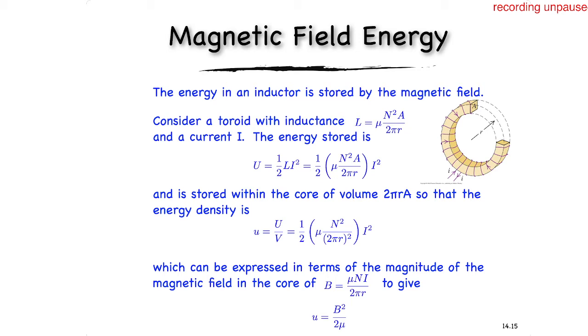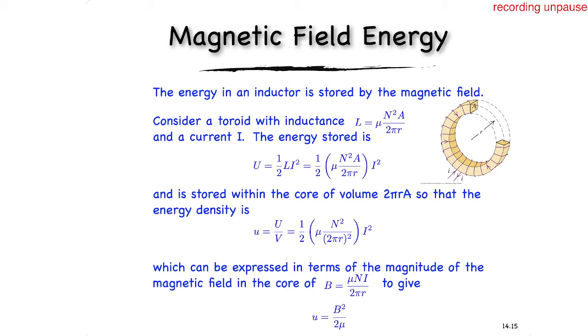And the magnetic field was mu n I over 2 pi r. And I've got mu n squared I squared over 2 pi r squared. So if I just multiply this by mu and divide by mu, then I've got this being the magnetic field squared. And I can write the energy density as B squared over 2 mu.